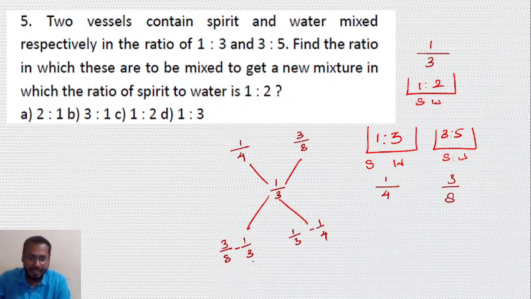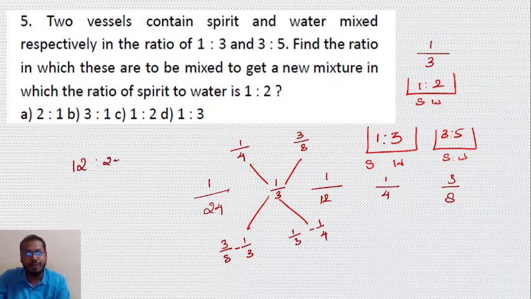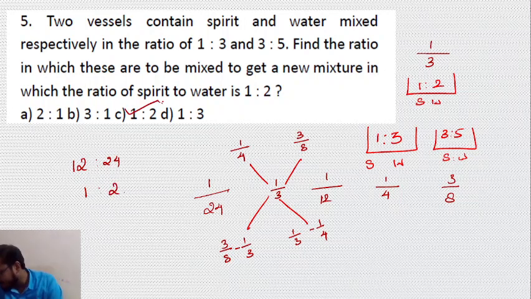So 8 and 3, what is the LCM? It was 24. That is 24. So 8 3 times 3 times is 9, and 8, 9 minus 8 is 1/24. And here, if you subtract these two things, LCM is 12, and 3 4 times is 4. 4 minus 3 is 1, again 1/12. So it will be 12:24, that is 1:2. That's the right answer. Is it correct?